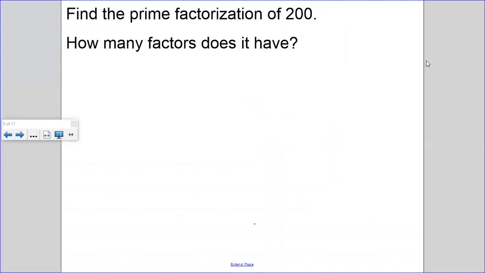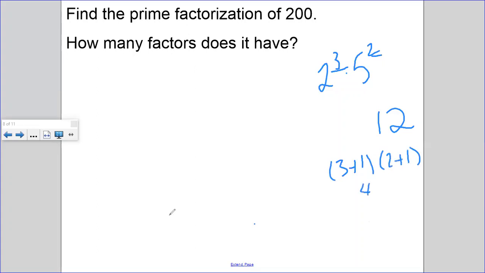All right, find the prime factorization of 200. Take a minute and try that out. Figure out how many factors this has, though. Ananya and Olive are both claiming 12. Why are they claiming this massive number? Where are you getting 12 from even? I see 3 and 2. How do we even get 12? You add 1 to both of the exponents, and then you multiply them. That gets me 4 times 3. So 12.